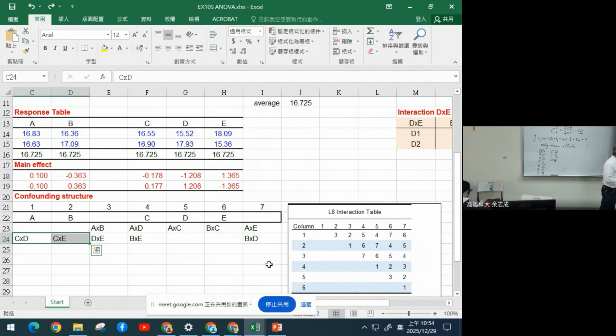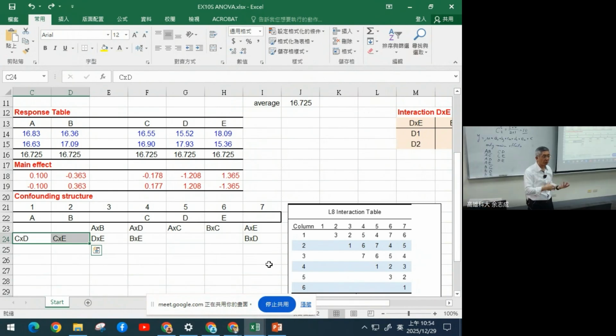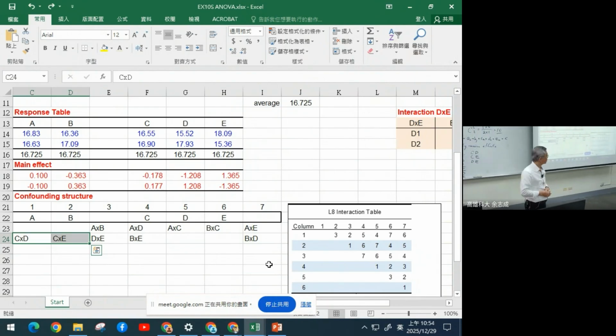So from these confounding structures, you will see what the resolution is. What is the resolution for this experiment? Is it resolution 3, 4, or 5? I will ask you in test 2, what is the resolution? Resolution 3, resolution 4, or resolution 5? Which one? You need to go back to the definition of resolution. This will be resolution 3, since main effects are confounded with interaction effects, so this only has resolution 3.